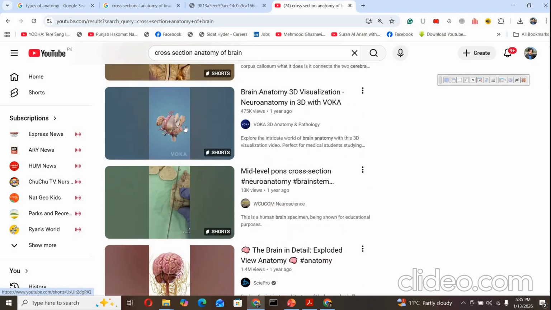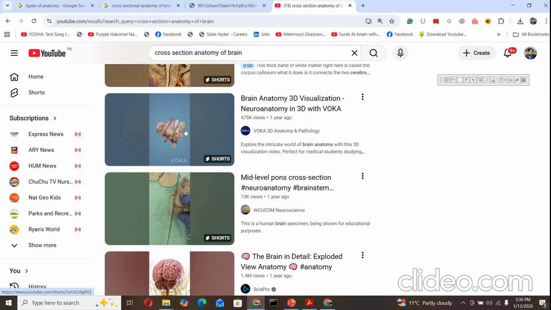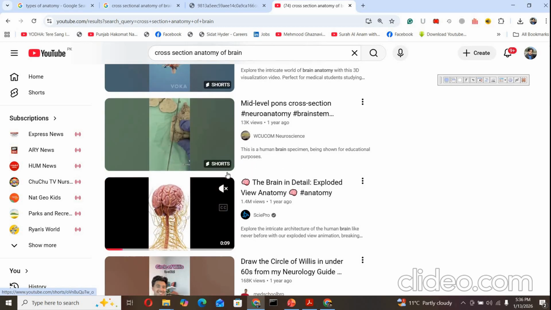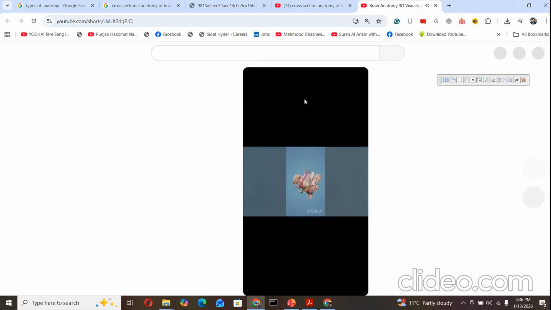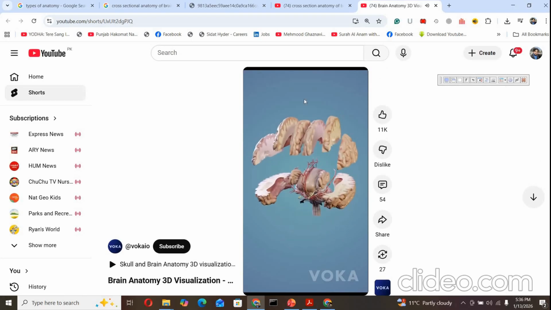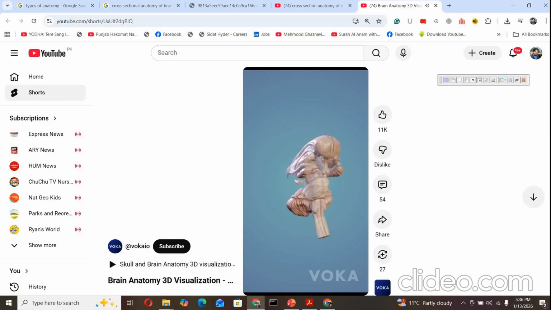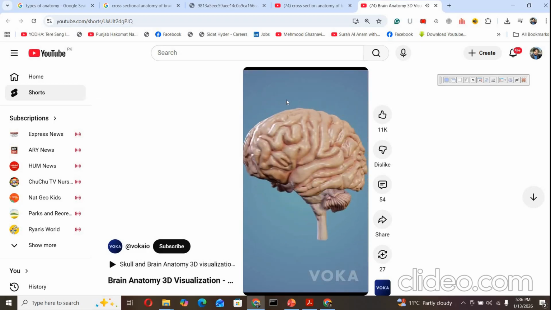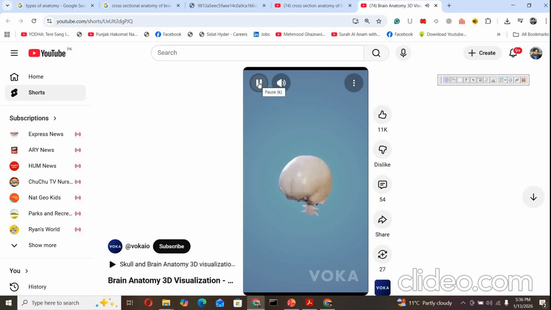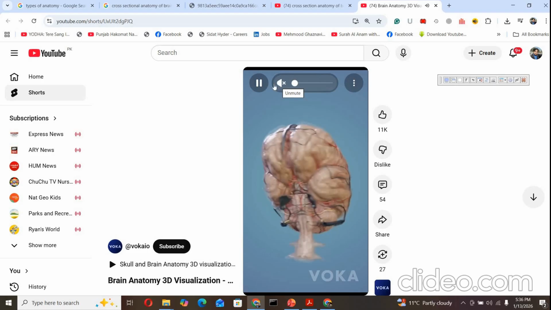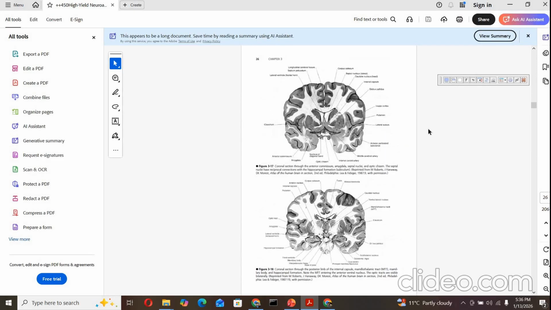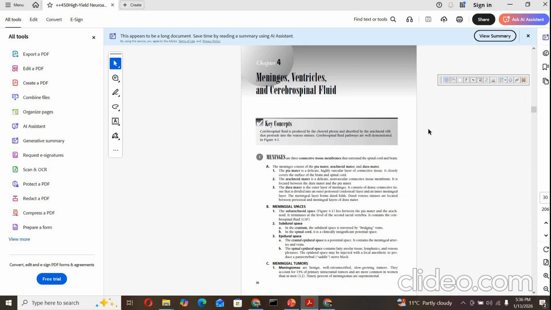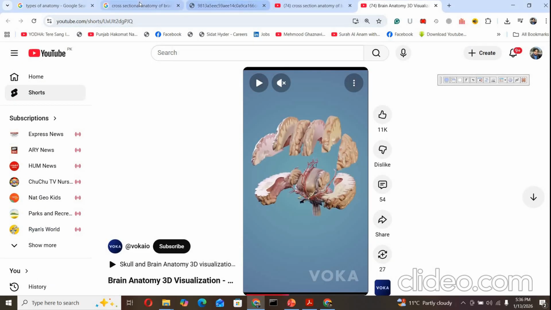Cross-sectional anatomy of the brain. Let's dive deeper and further into the chapter later, to see what the topic is really about: meninges, ventricles and cerebrospinal fluid.